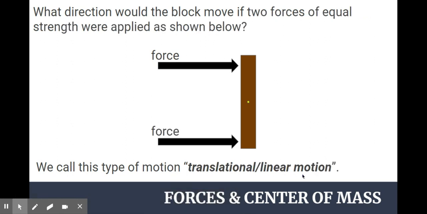How about this situation? We've got two equal forces on opposite ends. What direction would the block move? In this case, it's actually just going to move in a straight line to the right. It's not going to rotate at all. This is what we mean when we say translational or linear motion. It's not rotating, it's just moving in a straight line.